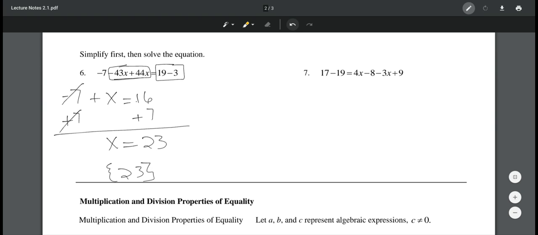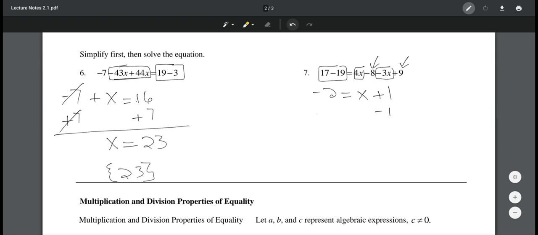In number 7, on the left-hand side, I can condense that to negative 2. On the right-hand side, I have two sets of like terms. I have 4x and negative 3x. If you add those together, it gives you x. And then I can combine negative 8 and 9 and get positive 1.